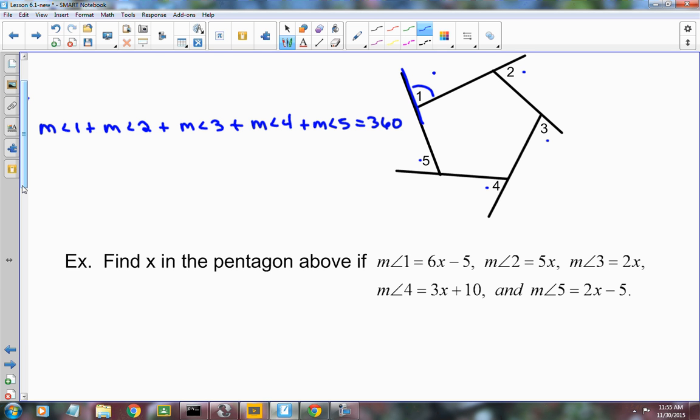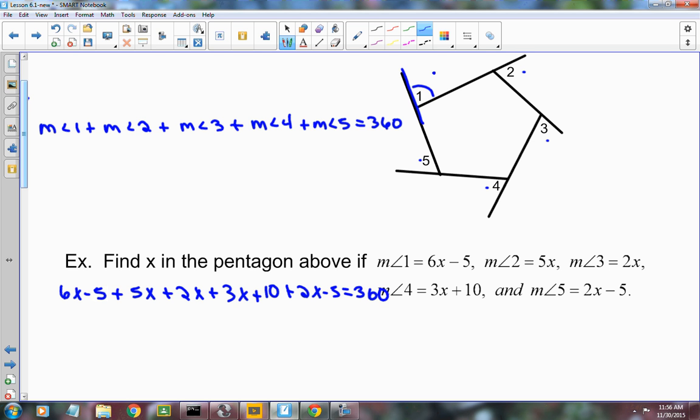Alright, so, using the same picture here, it says find x in the pentagon above. It gives you values for angles 1, 2, 3, 4, and 5. So what are we going to have to do to find x? Add them up together and set it equal to 360. Very good. So I'm going to do 6x minus 5 plus 5x plus 2x plus 3x plus 10 plus 2x minus 5, and that's going to be equal to 360.